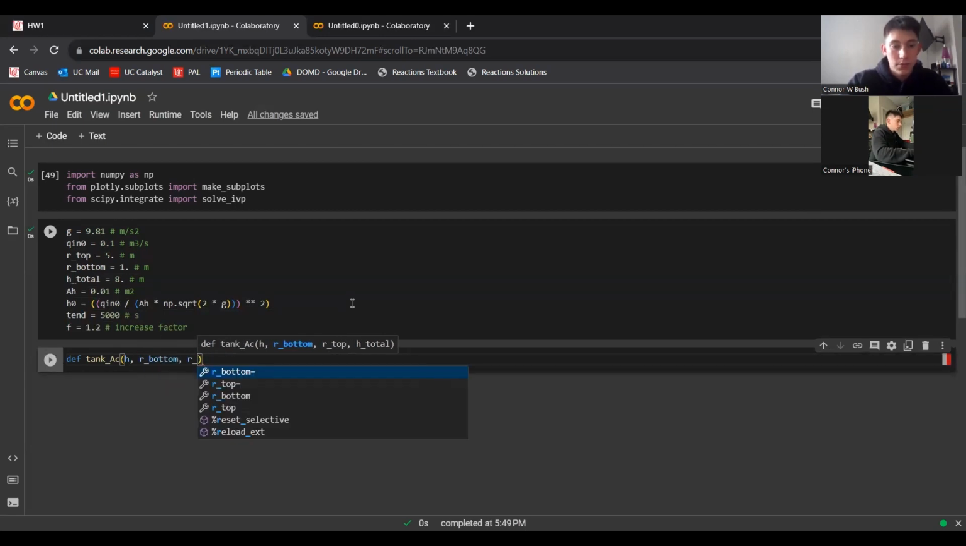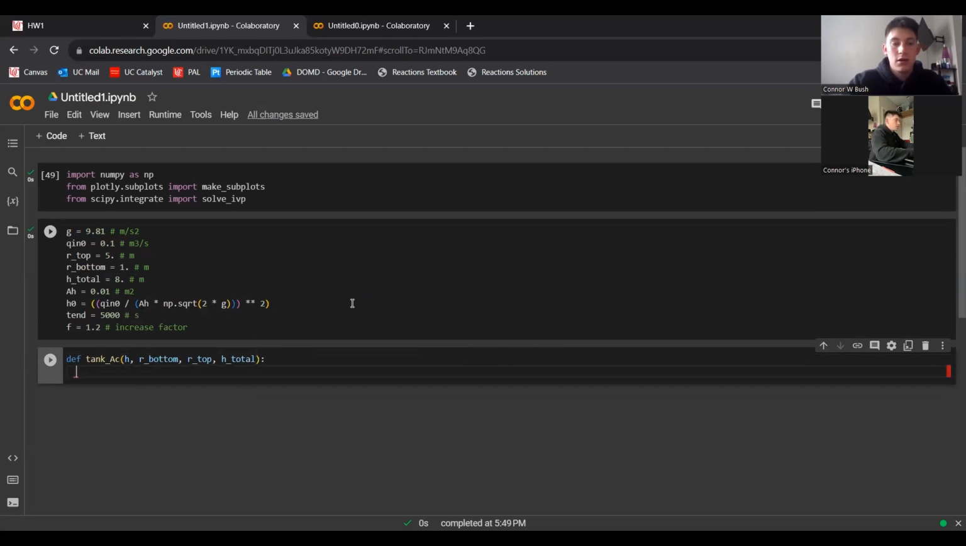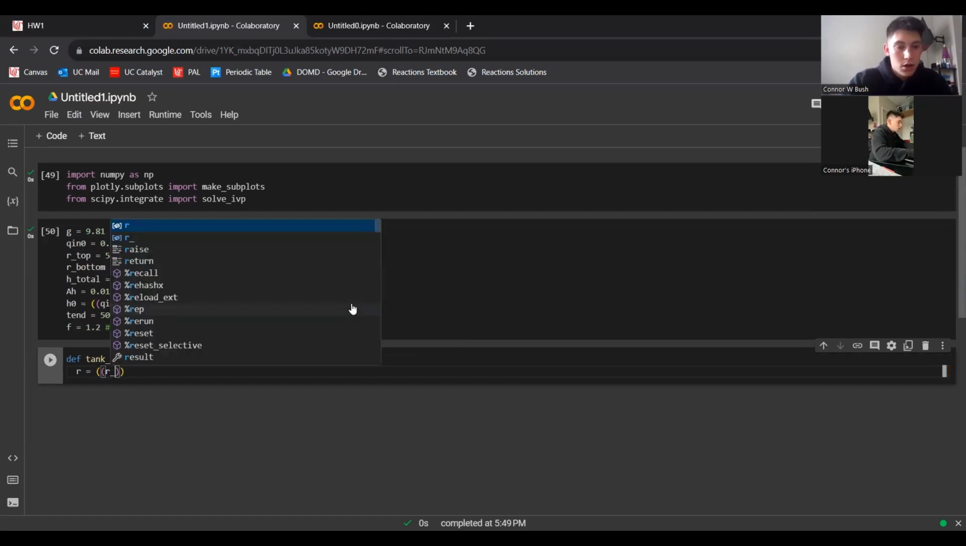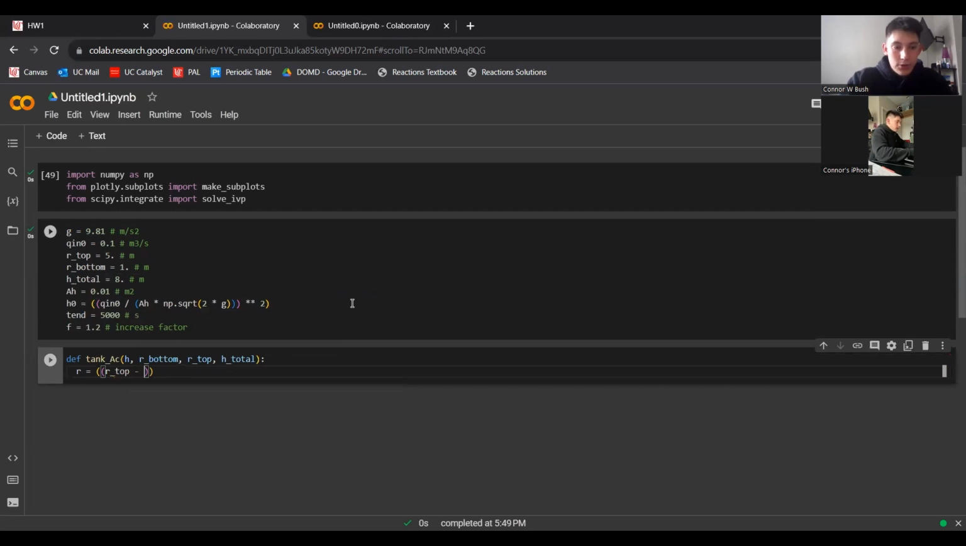So I will type that out here. And then, as I was saying, the radius is changing, which obviously affects the area. So we're going to need to include the area of the line because there's a linear relationship between the radius and the height. So we will have that here. So this is our slope.